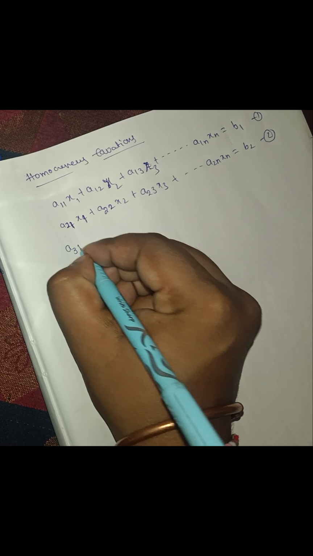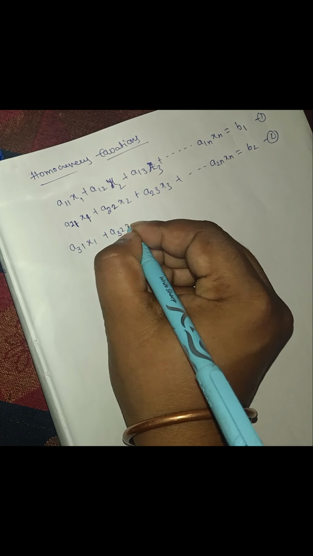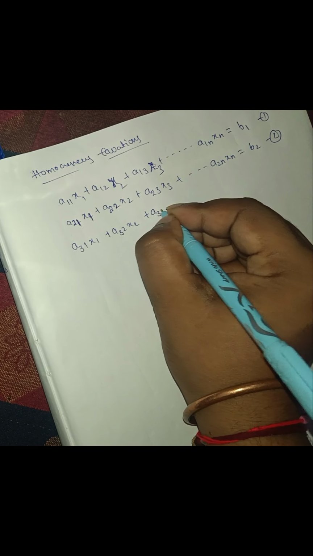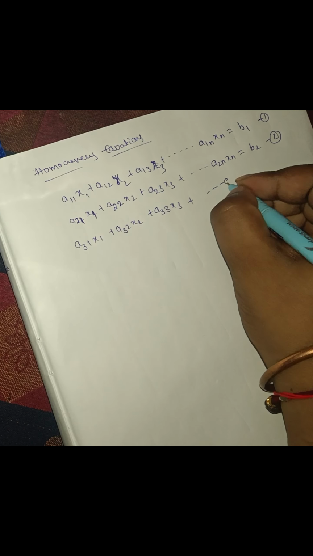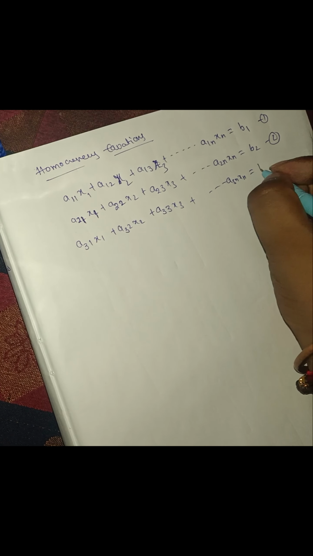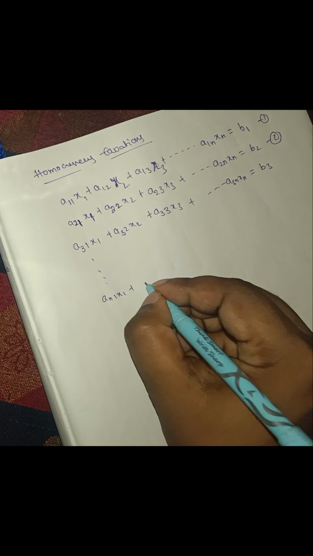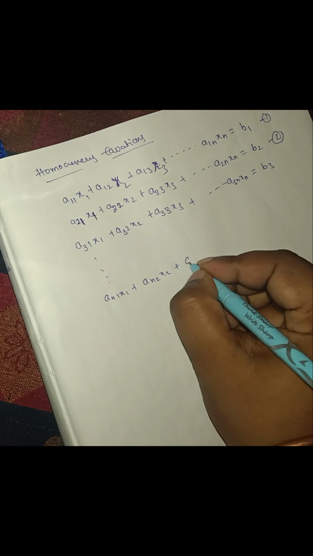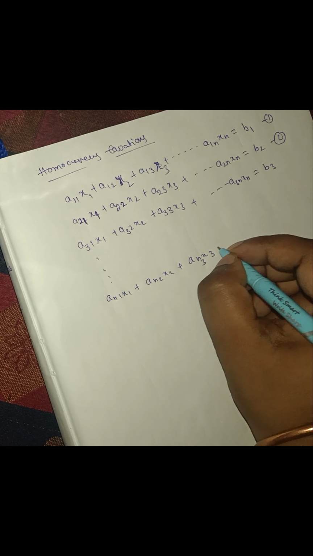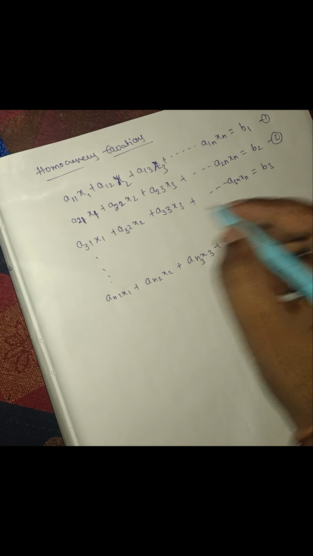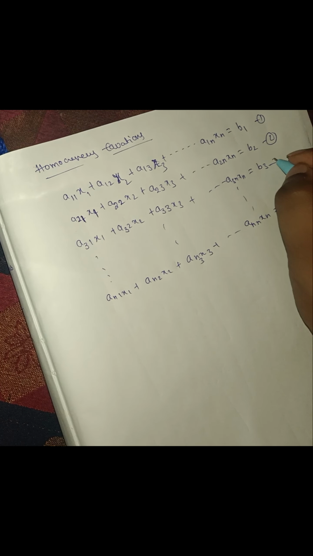This is the second equation. Next, the third equation: a31 x1 plus a32 x2 plus a33 x3 plus and so on, a3n xn equal to b3, and so on, an1 x1 plus an2 x2 plus an3 x3 plus and so on, ann xn is equal to bn. So these are the system of equations.